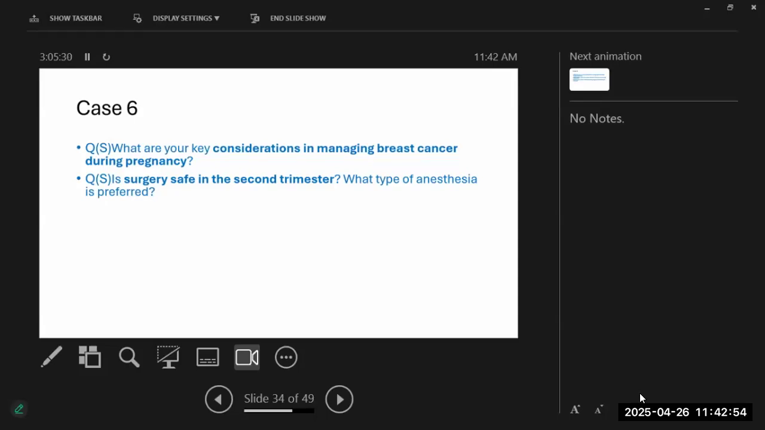What is the safety for this operation in the second trimester? The second trimester is very safe, so you can even give chemotherapy. We can do a breast conservative surgery under general anesthesia, but there's always a risk of unnecessary delivery during general anesthesia. So the anesthetists are concerned, but it's generally safe. We can do a breast conservative surgery.